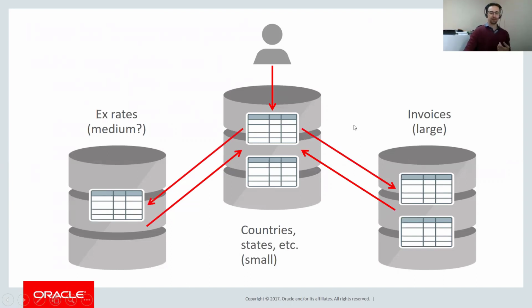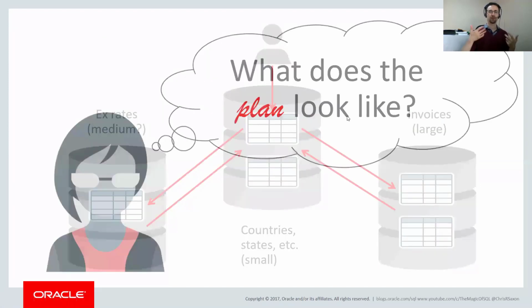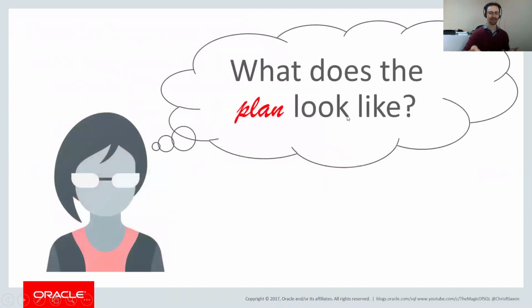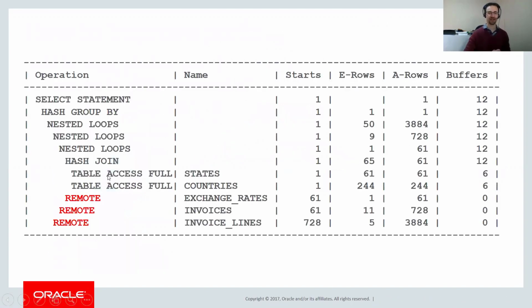Okay, so we want to make this query faster. So what's the first thing we do when we're trying to tune SQL queries? Well, we look at the execution plan. We see what it tells us. So what does the plan look like when we get it for this query? We're going across multiple databases. And this is where things get a little bit interesting. So we get a plan and it looks maybe something a bit like this.